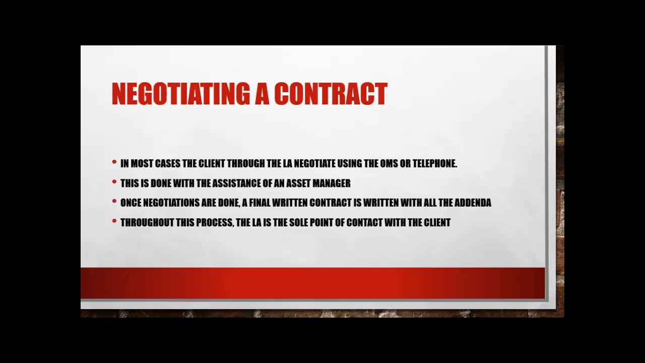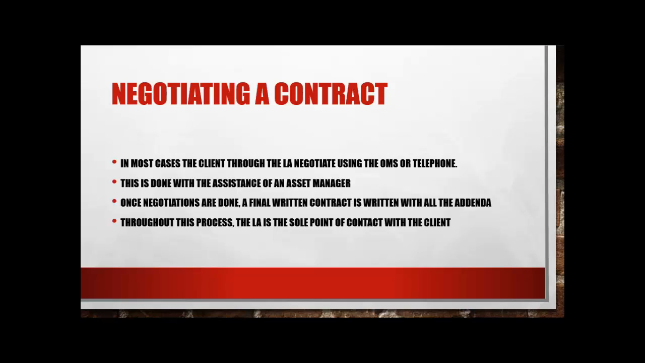So after that, negotiating a contract. In most cases, the client, through the listing agent or seller agent, negotiates using the OMS or telephone. This is done with the assistance of an asset manager. Once negotiations are done, a final written contract would then be written with all the addenda, and this will be sent to the buyer. Throughout this process, the listing agent is the sole point of contact with the client.